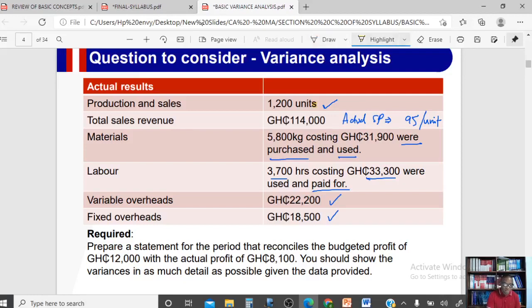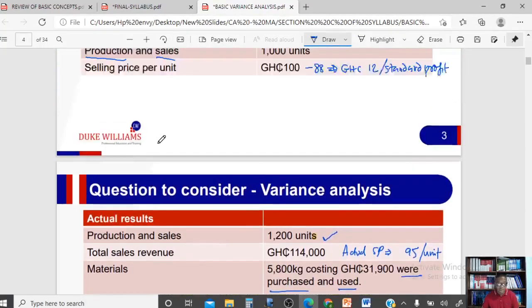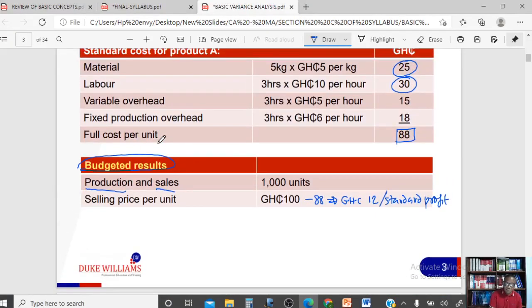Now, the question says, prepare a statement for that period that reconciles budgeted profit of 12,000 with actual profit of 8,100, and you should show the variances in as much detail as possible given the data provided. Obviously, one may be asking, where did we get all this budgeted profit from? With the standard profit, budgeted profit will be 1,000 units budgeted at 12, and that gives us the 12,000. But the actual profit was different. So what was the actual profit?